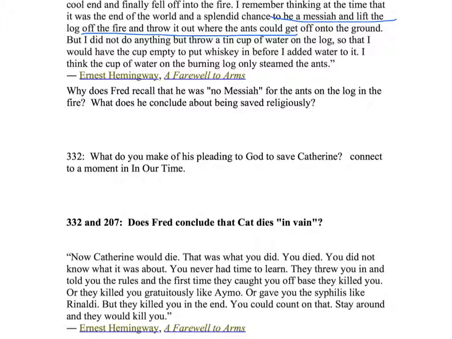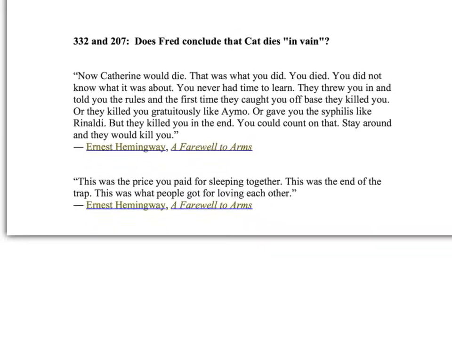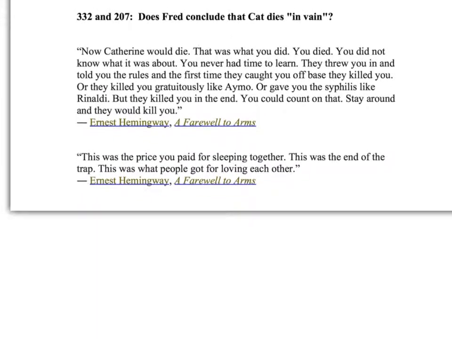Let's look at the end where Catherine dies in childbirth. The baby is stillborn. Frederick Henry feels no connection to it, and then we know this very sad ending that Catherine dies after this hemorrhaging during this very tragic stillbirth.